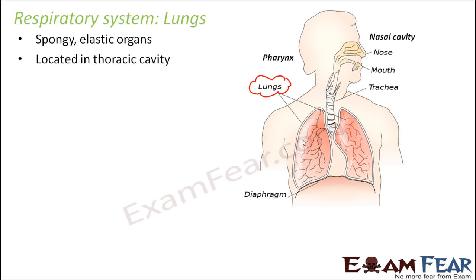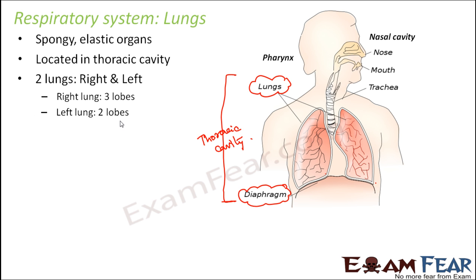They are located in the thoracic cavity. This part, below the head and before the abdomen, is the thoracic cavity. If you look at their location, the lower surface of the lungs rests on the diaphragm, the muscular structure which denotes the end of the thoracic cavity. So the base of both lungs rests on the diaphragm. There are two lungs, right and left.